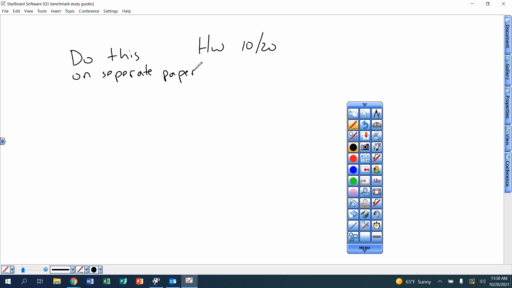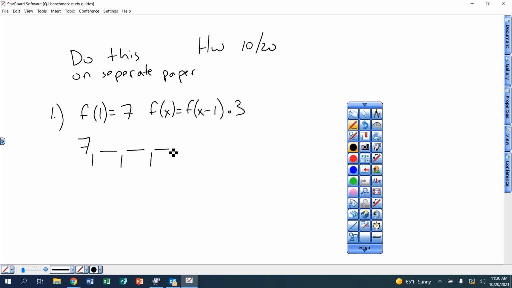Number 1. That one is the plug in the calculator one. They give you the first term and they tell you what you're multiplying by each time. So please don't miss this one. They tell you that you're starting at 7. They're telling you to multiply every number by 3 to find the next 4 terms. Don't just give me 3, give me all 4.